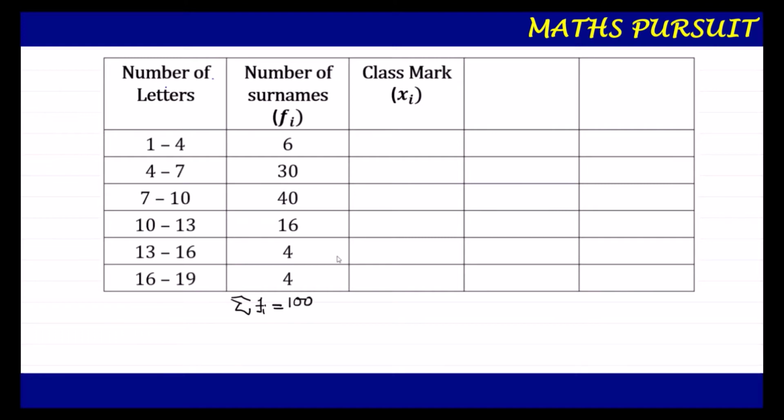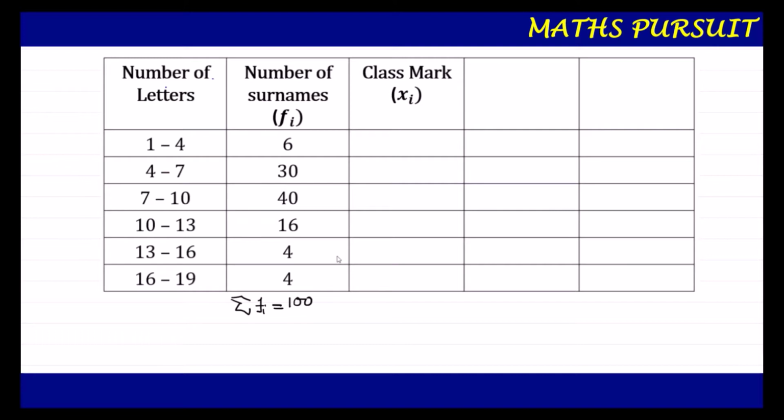If you add all these figures, 6 plus 30 plus 40 plus 16 plus 4 plus 4, we will get 100. But it is always advisable to check this total with the given question, because this total will definitely match the figure in the given question. They have already given 100 surnames were randomly picked up. So this 100 should match what is given in the question. If this figure doesn't match, then our calculation is wrong, and we should correct it.